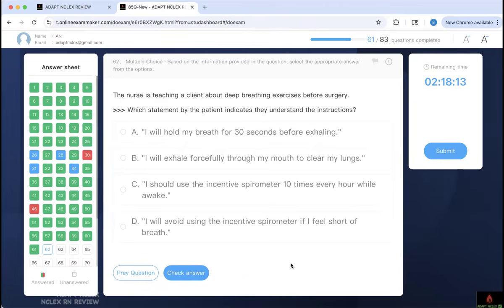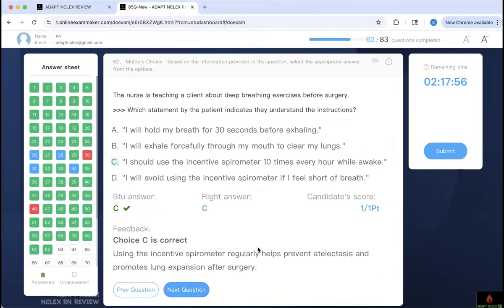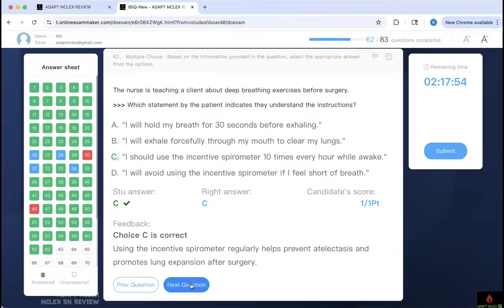Test-taking strategy: there are two choices talking about the incentive spirometer. That tells you where the answer choice will be. I'll forget about A or B, even though they are saying it. But test strategy, B and C are using the incentive spirometer. This one is much better. This is how you answer questions.